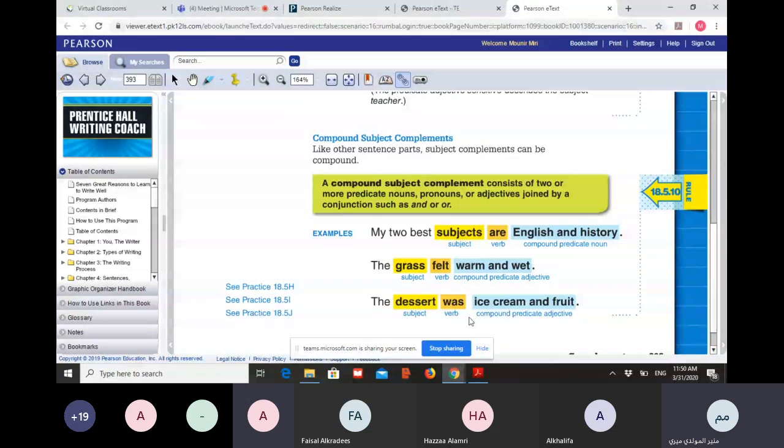But here, no, I'm terribly sorry. There is a mistake here in the book. Ice cream and fruit are both nouns, so it is not a compound predicate adjective. It is a compound predicate noun. So the dessert was ice cream and fruit. It is a mistake in the book. Okay. Are you with me? Yes. Majid, are you back? Yes, teacher.